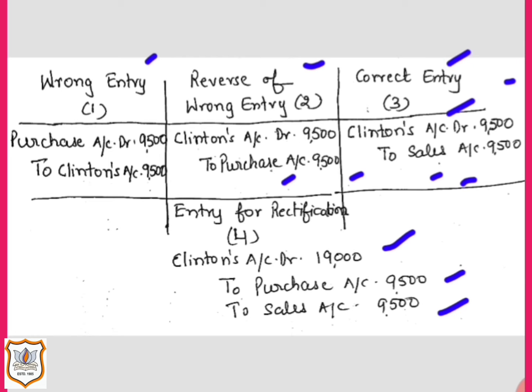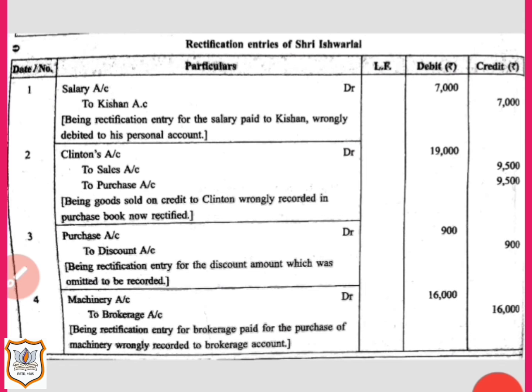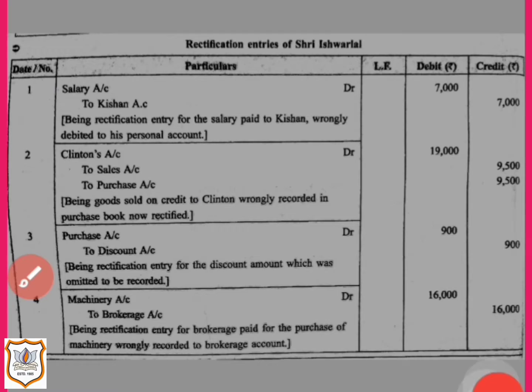So with the help of the net effect of step 2 and step 3, here the rectification entry would be: Clinton's account debit 19,000, to purchase account 9,500, to sales account 9,500. Now let us see. Here it is, Clinton's account debited by rupees 19,000, to sales account 9,500, to purchase account 9,500. Now let us see the next journal entry.